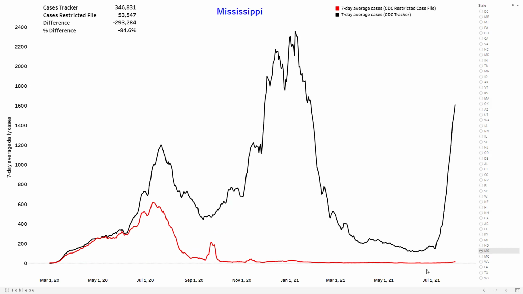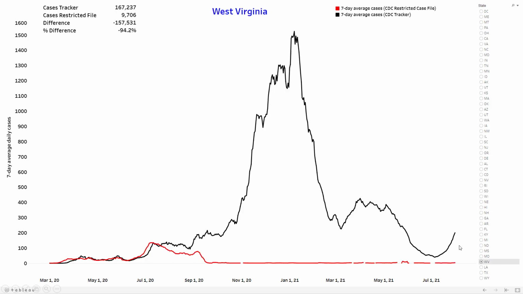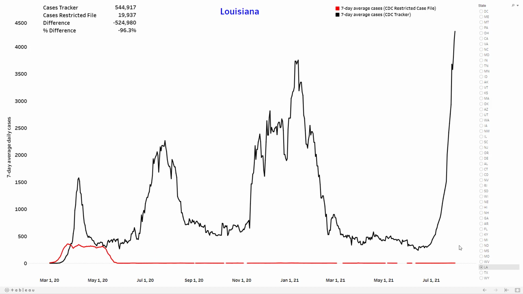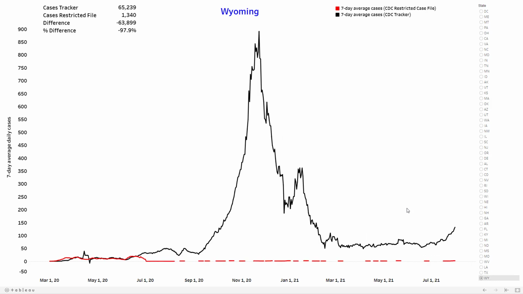We just get to a point where nothing else is happening, 85% difference. Missouri, looks like we got a little bit of a data dump here and then absolutely nothing since. West Virginia, 94% difference. Louisiana, 96% difference. We're not getting any information from Louisiana on the case line file. Texas, right? Huge state. Texas has reported over 3 million cases. Only 81,000 are captured in this case line file reported to the CDC. And Wyoming. Wyoming's missing 98% of cases. They've only got 1,300 in there out of 65,000 total cases.